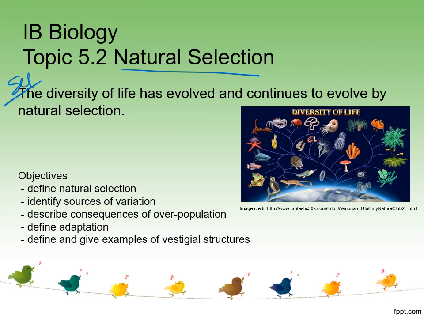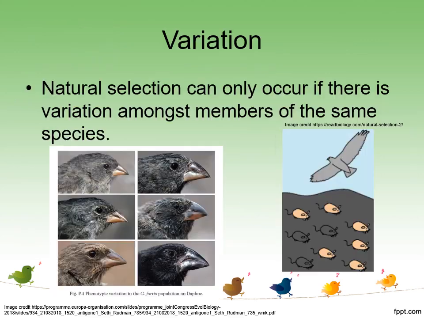Our objectives: we're going to define what even is natural selection, identify sources of variation, describe consequences of overpopulation, define adaptation, and then we'll define and give some examples of vestigial structure.